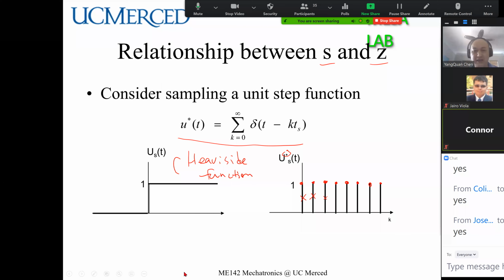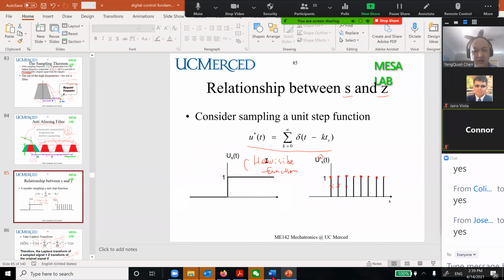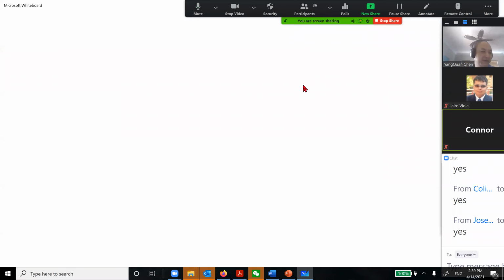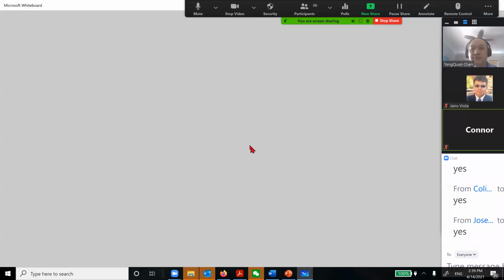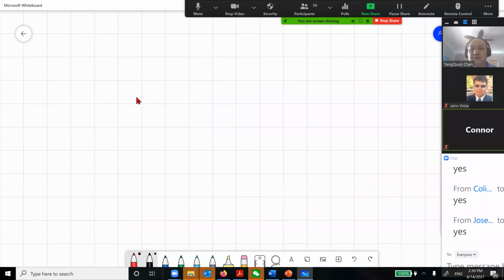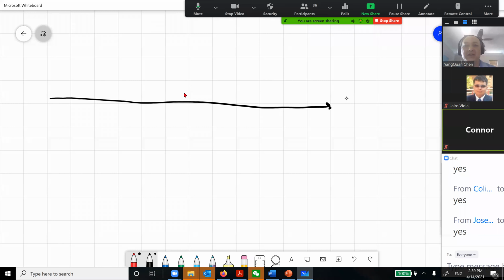So let's do our first question here. You have a sinusoid that is 10 hertz. I am sampling at 9 hertz. So in my frequency domain, this is my 0 hertz. Then the original signal is my 10 hertz.